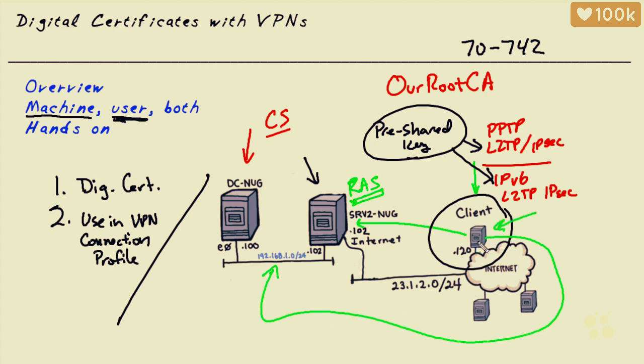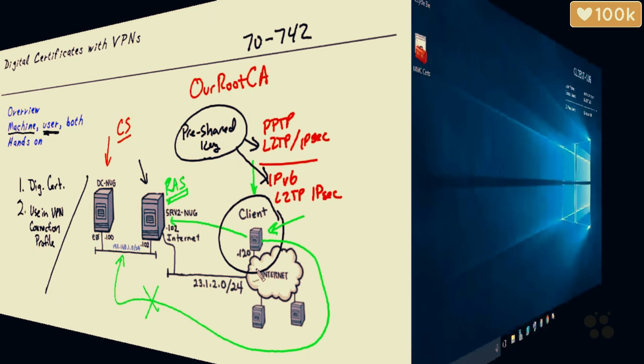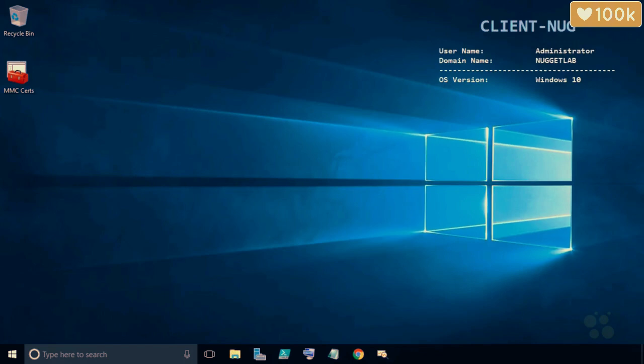And for this lab, we're logging onto this client machine as administrator. And then once we make sure we have the certificates, we'll disconnect that network connection to the corporate network, and then we'll use our VPN connections to get access. So both DCNUG and Server 2 are both powered on. I've logged on to make sure they're up and running and available. And we're going to do most of our work right here on client NUG.